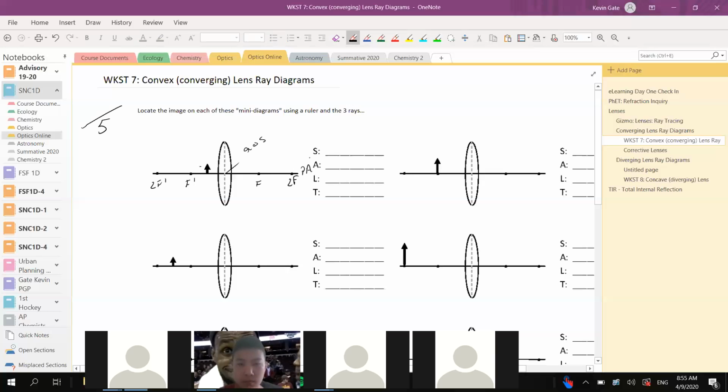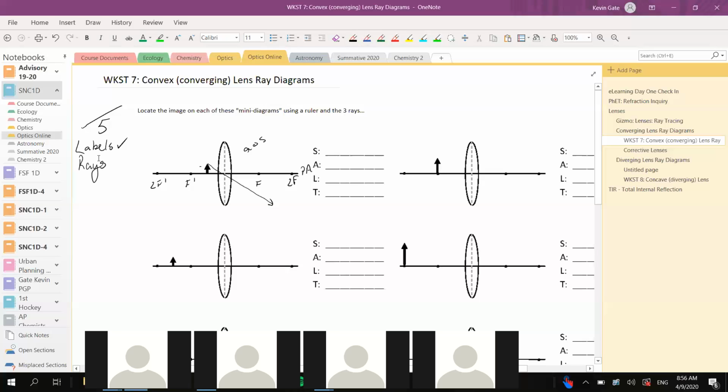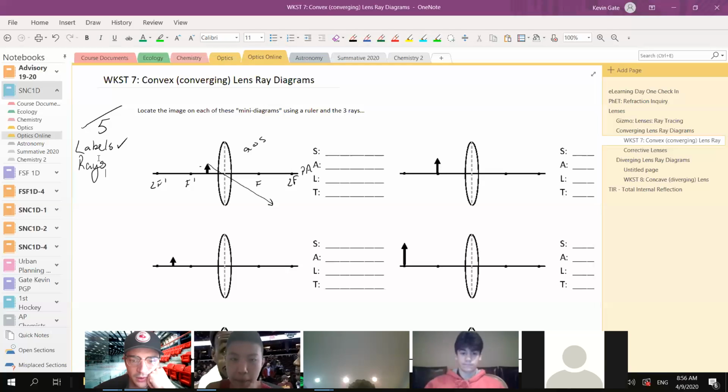What is one of the rays that I can draw for this ray diagram? Tony? The one that goes through the axis of symmetry. Sure, yeah. I can just draw a line straight through the axis of symmetry. Okay. What's another ray that I can draw? Parallel to the principal axis and passing through the focal point. Yeah, okay. Parallel to the principal axis, it hits the axis of symmetry.